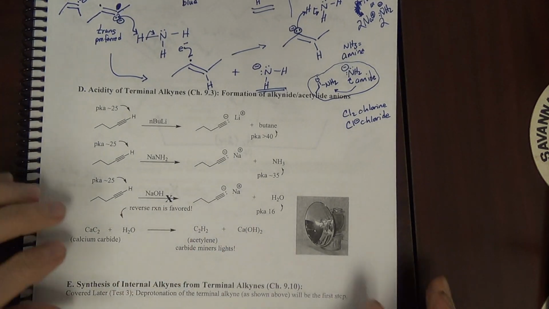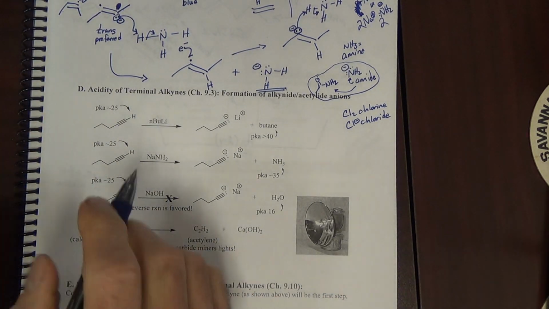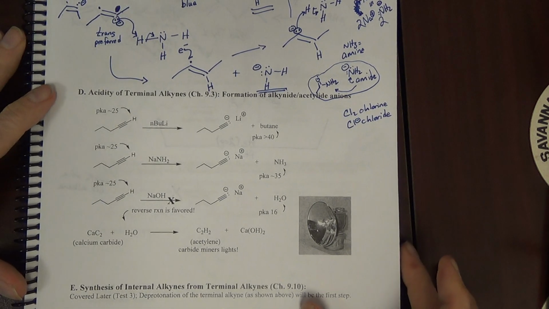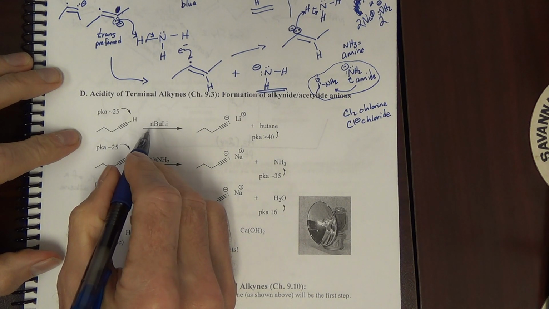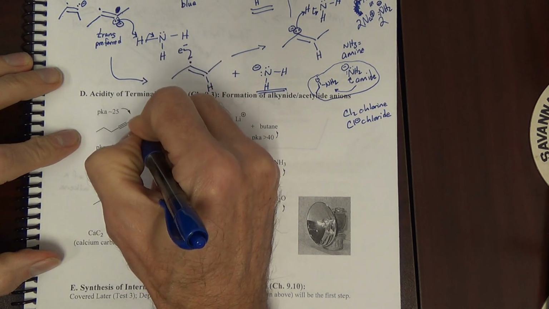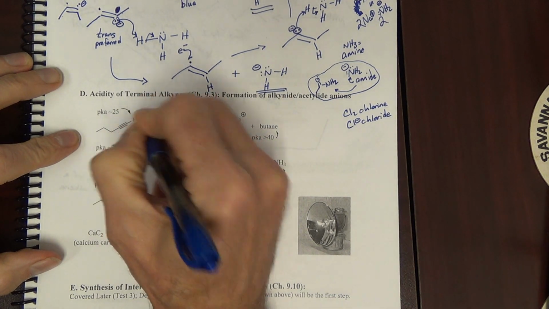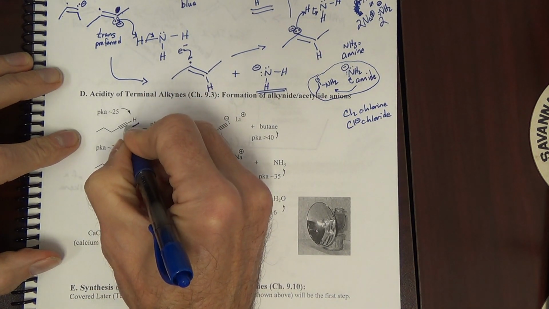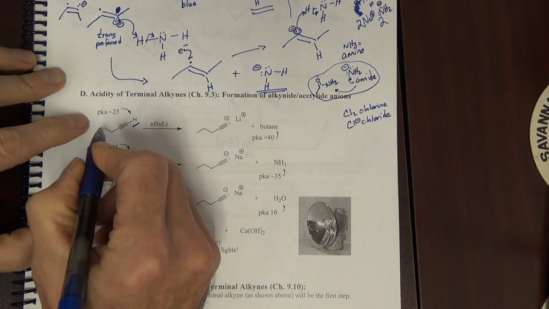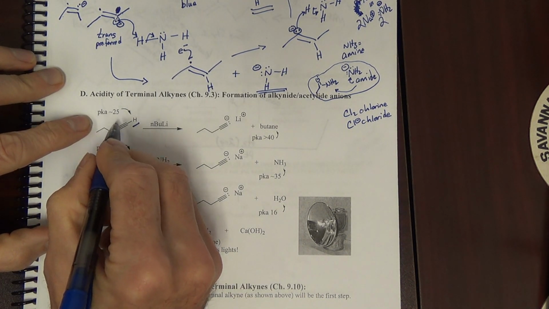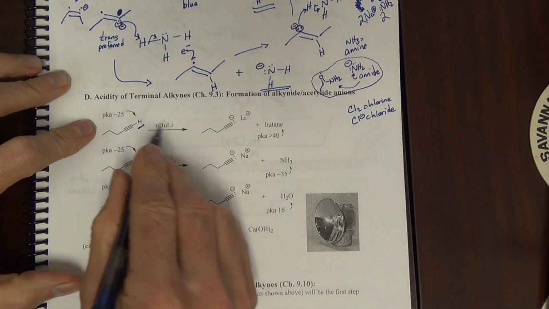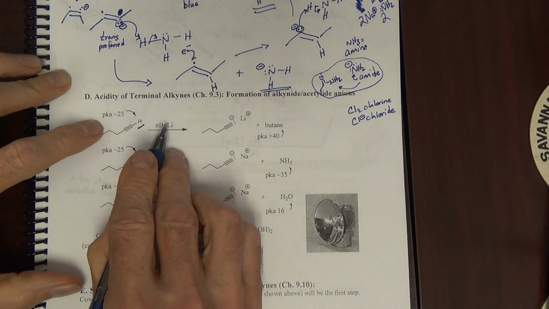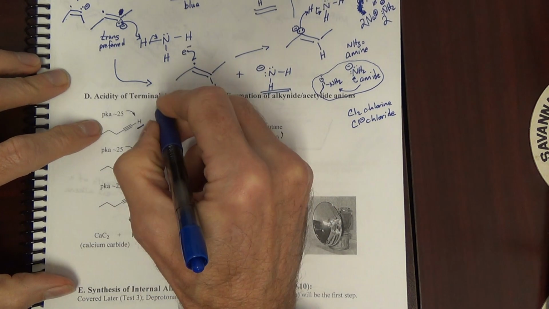Let's move to the last topic in this handout here. D, acidity of terminal alkynes. We actually saw this when we looked at acidity during test 1. The H here on a terminal alkyne that's bonded to an sp carbon is slightly acidic with a pKa of about 25. And we can remove it if we have a strong enough base. And the base that's very common is n-butyllithium.